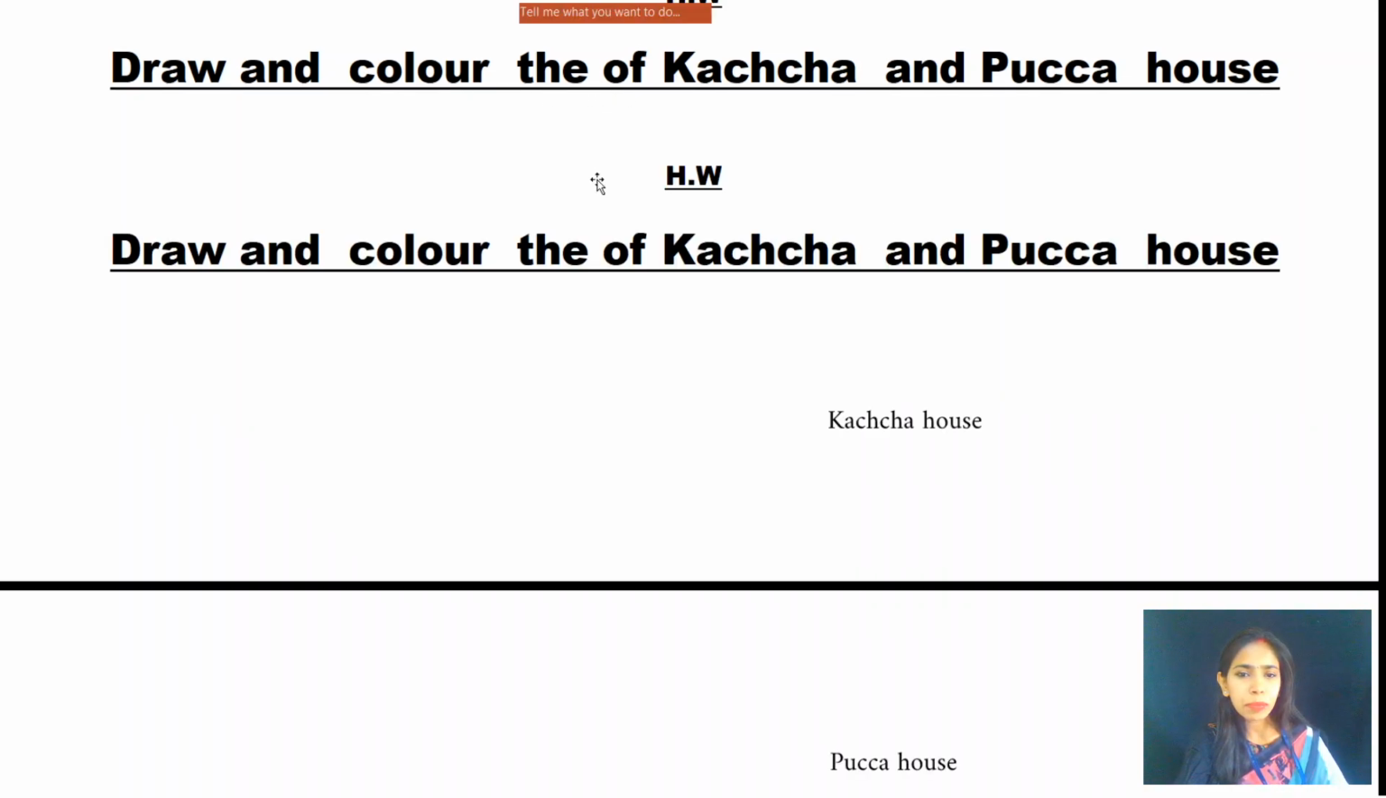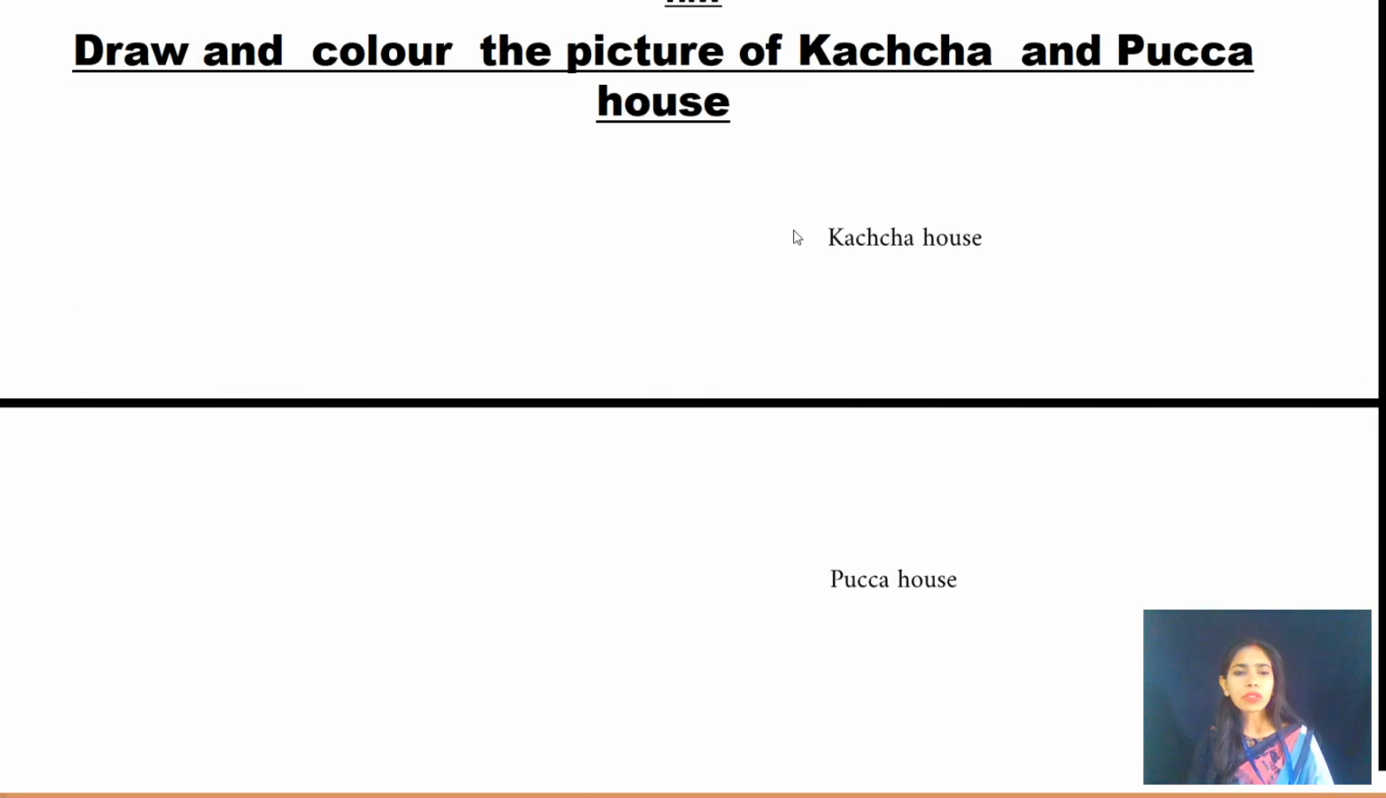Okay, again the picture is missing. So just give me a second. Color the picture. Yes, so here I have done the correction. Hope now nothing goes wrong. Here it goes, right? So yes, now you can see, draw and color the picture of kacha and pakka house. So please now note it down in your EVS notebook. Note down the heading, draw and color the picture of kacha and pakka house.